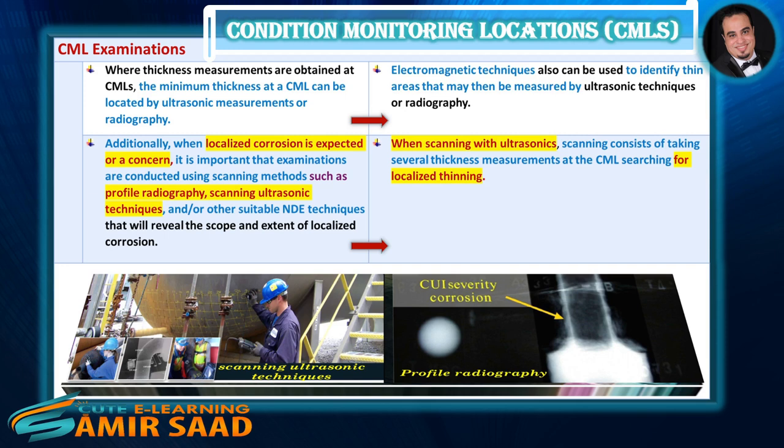Additionally, when localized corrosion is expected or a concern, it is important that examinations are conducted using scanning methods such as profile radiography, scanning ultrasonic techniques, and/or other suitable NDE techniques that will reveal the scope and extent of localized corrosion. When scanning with ultrasonics, scanning consists of taking several thickness measurements at the CML searching for localized thinning.